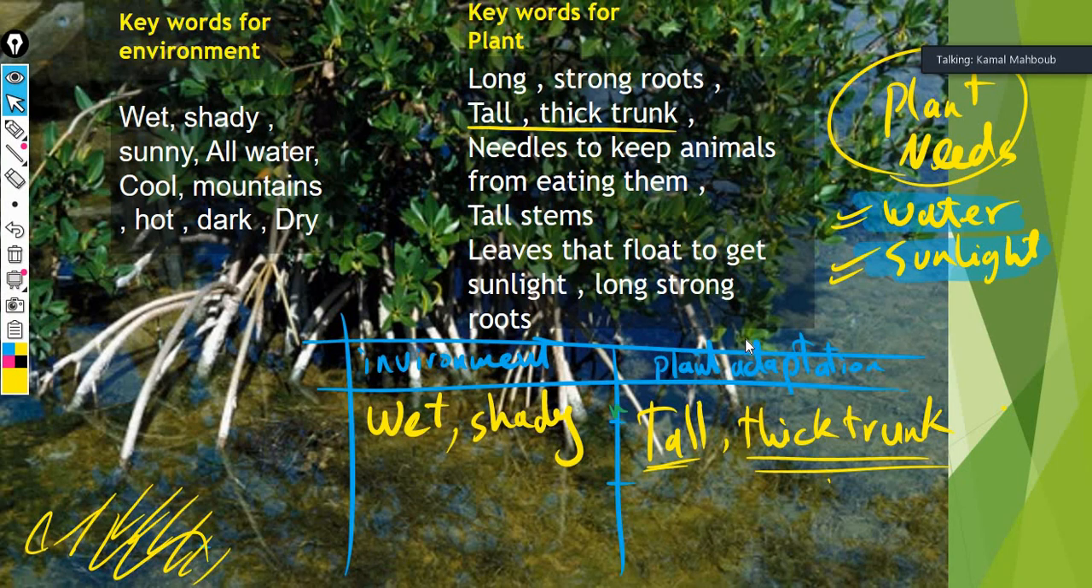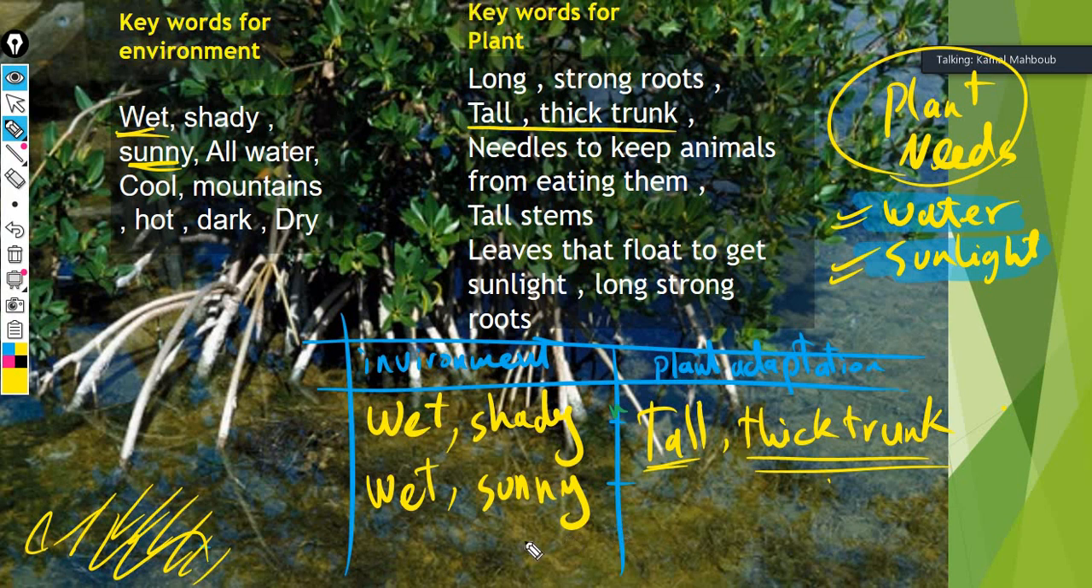This next picture is talking about the mangrove swamp. Okay, as you see here, the mangrove swamp. What about the environment here? The environment here has what? Yes, the environment here is wet also. We have a lot of water, but this place is sunny, not shady. We have a lot of sunlight in this place, so we can write here wet and sunny place.